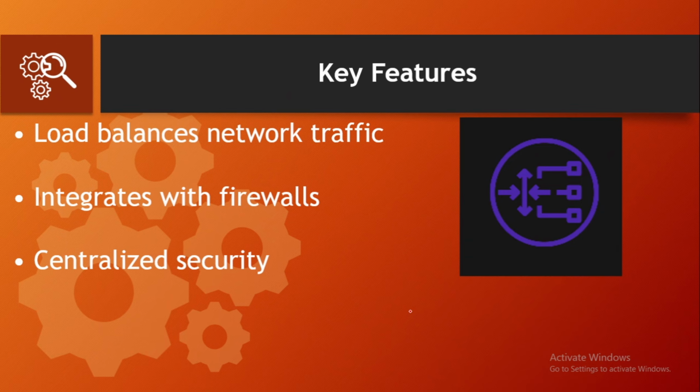Now let's understand the key features of gateway load balancer. So the first key feature, which I would say, is centralized security. All traffic goes through a central inspection point. Then traffic inspection, where every packet can be analyzed, and scalable architecture, where you can add more firewalls as traffic increases. So gateway load balancer can load balance network traffic. It can integrate with other firewalls also. So gateway load balancer brings scalability to network security.